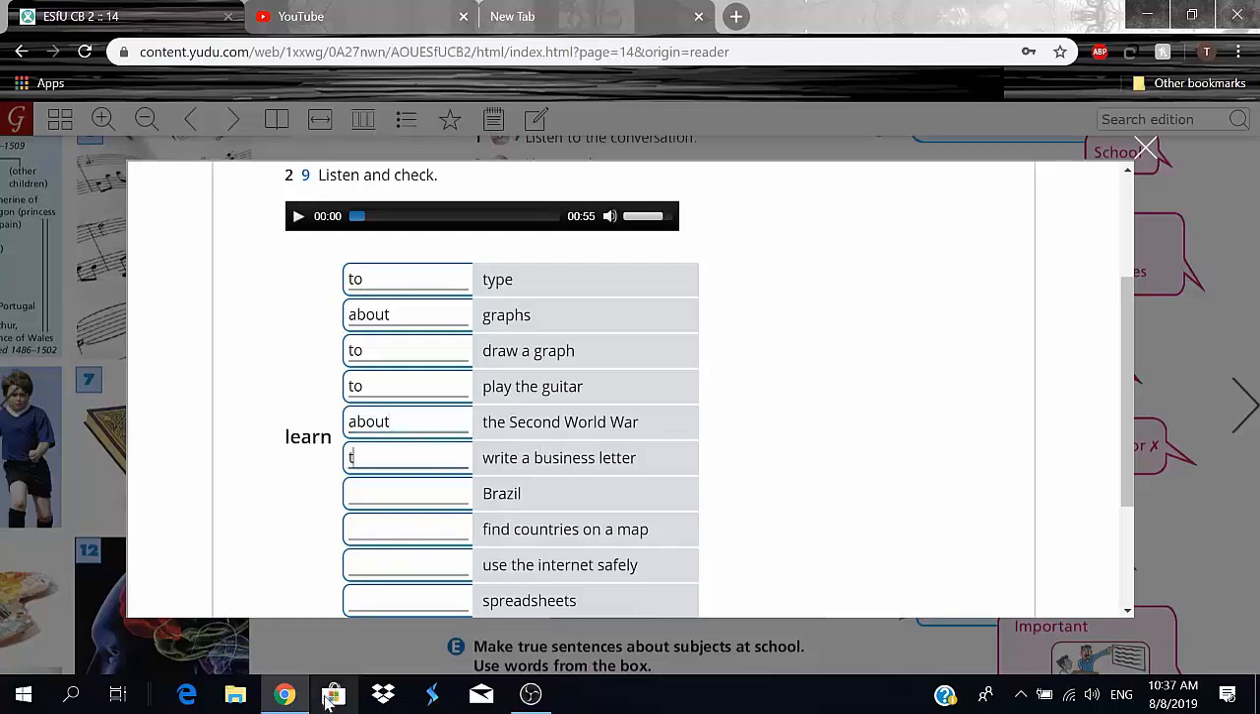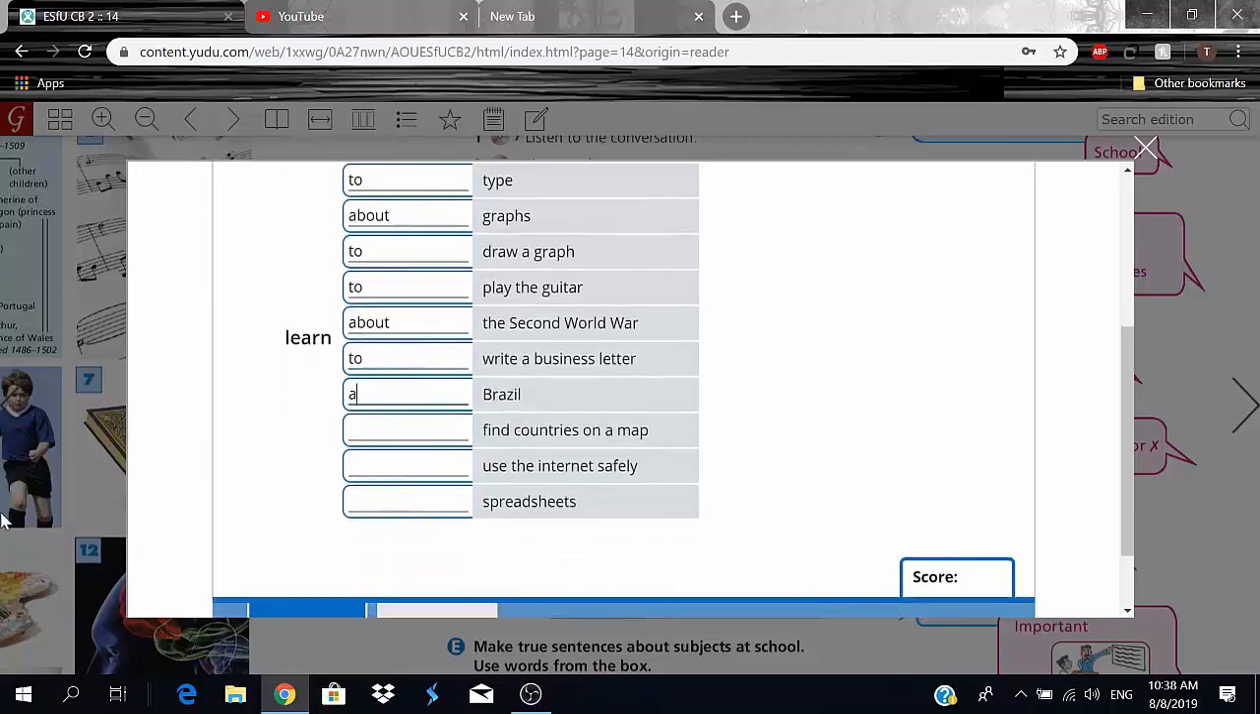Learn to write a business letter, okay? Learn about Brazil. I mean, I'm not going to do anything about Brazil. It's not like I'm going to change the whole country. I'm not the president. So I'm just going to learn about Brazil. Simple information or certain details. Learn dash find countries on a map. And this is something I need to learn how to do personally. Learn to find countries on a map. Okay, now I'm getting somewhere with a physical action. So I actually got to learn to find countries on a map.